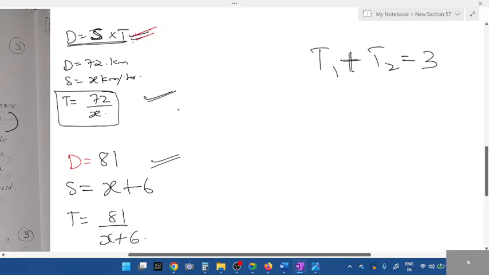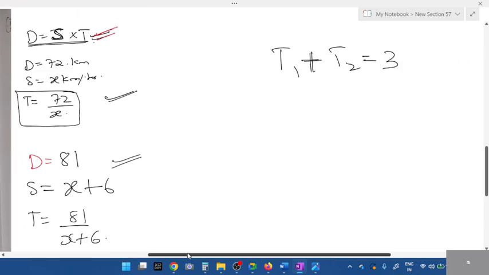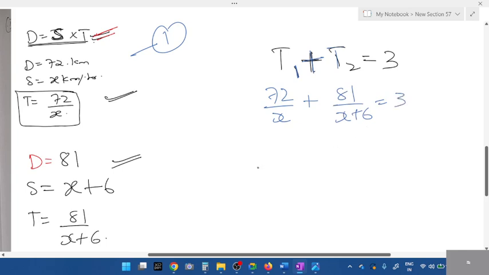If you write this statement, this is how many marks? It's a 3 marks question. If you write this statement, you'll get 1 mark for both. Then to substitute and solve, you'll get 2 marks. T1 and T2. T1 is 72 by x plus. Here it doesn't matter whichever speed is greater or lesser, because we are going to add it. You can write, you are going to add it: 81 by x plus 6 is equal to 3.